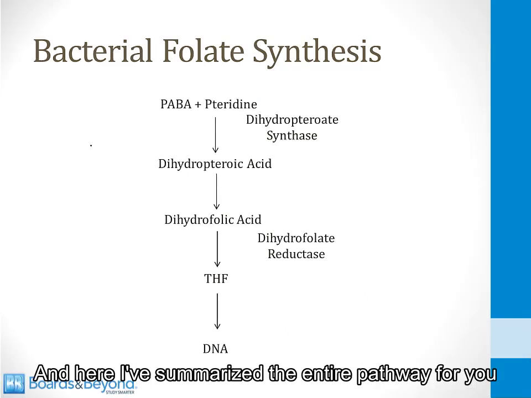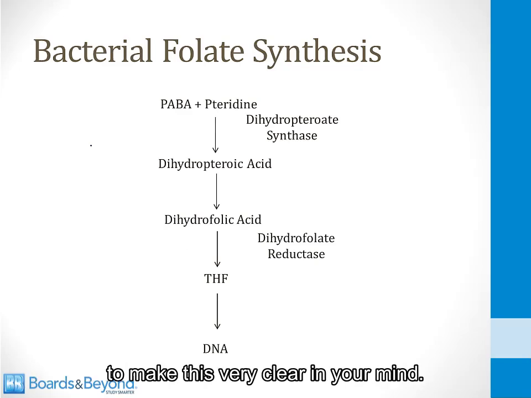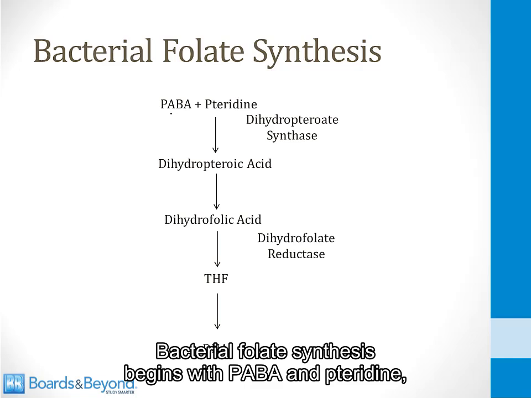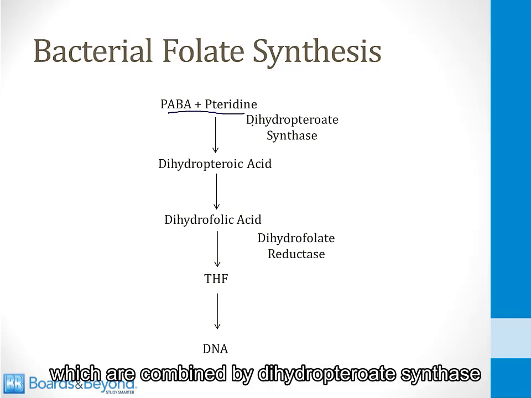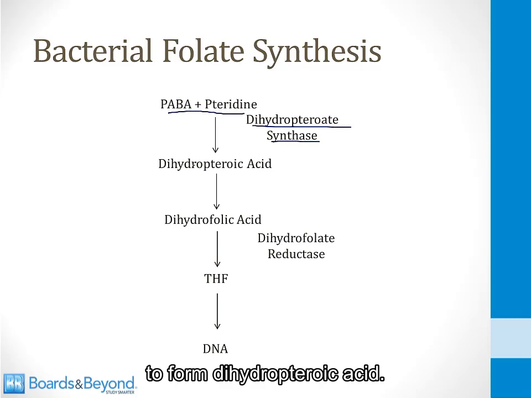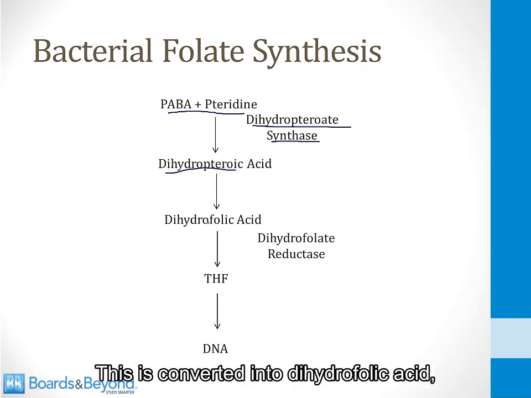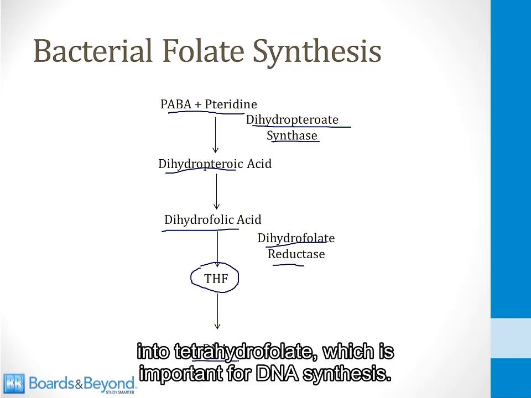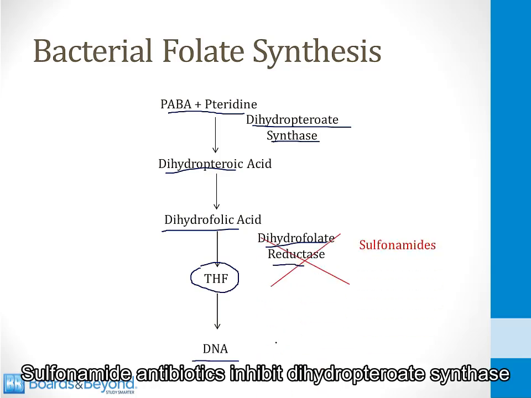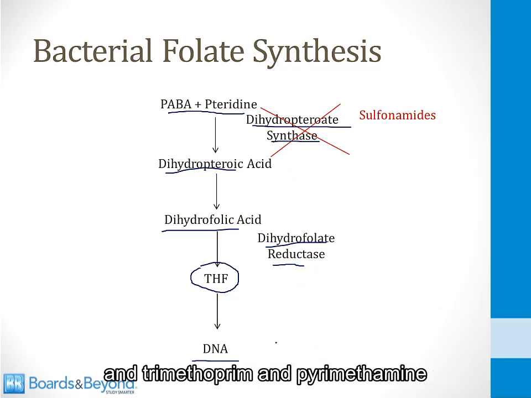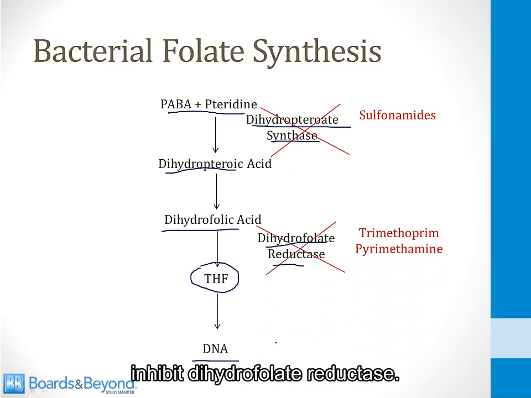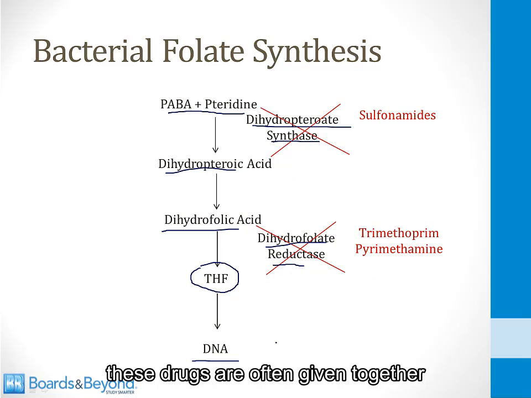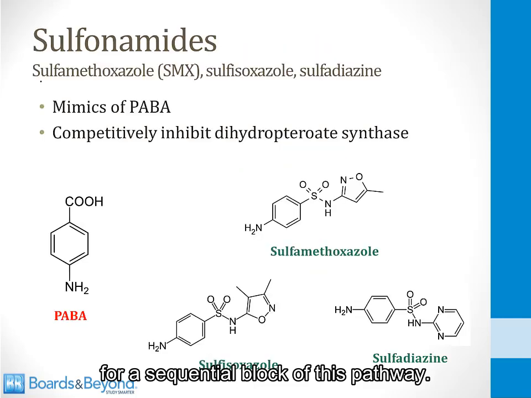And here I've summarized the entire pathway for you to make this very clear in your mind. Bacterial folate synthesis begins with PABA and pteridine, which are combined by dihydropteroate synthase to form dihydropteroic acid. This is converted into dihydrofolic acid, and then dihydrofolate reductase converts that into tetrahydrofolate, which is important for DNA synthesis. Sulfonamide antibiotics inhibit dihydropteroate synthase, and trimethoprim and pyrimethamine inhibit dihydrofolate reductase. And as we'll see in a few slides, these drugs are often given together for sequential block of this pathway.